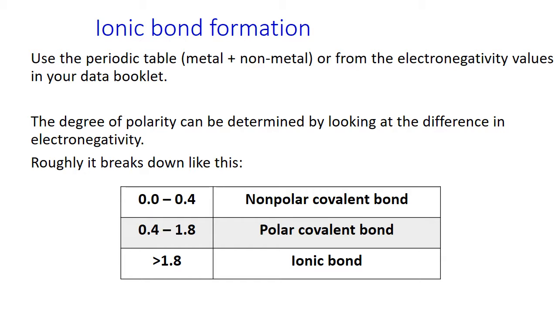So in terms of ionic bond formation, we've already looked at this briefly on the last topic. You can use your periodic table to work out if an ionic bond forms, because they generally form between metals and non-metals, or you can use the electronegativity values also from your data booklet. The degree of polarity, so that's the degree of where the electrons are going to go, can be determined by looking at the difference in electronegativity.